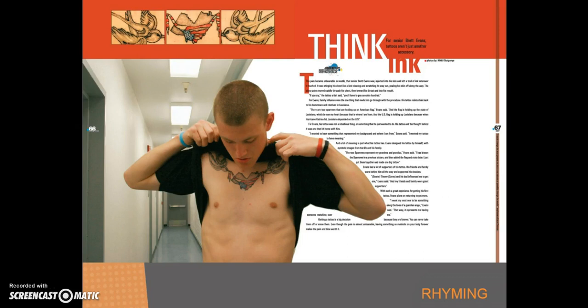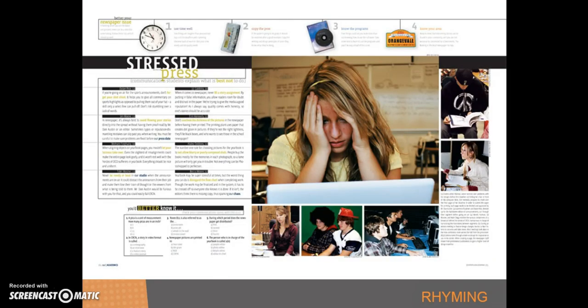Think ink. Sorry, ladies. Hope no one is offended by this picture. Nice rhyming on the spread about tattoos here. Stressed press. This talks about deadlines for journalism students.